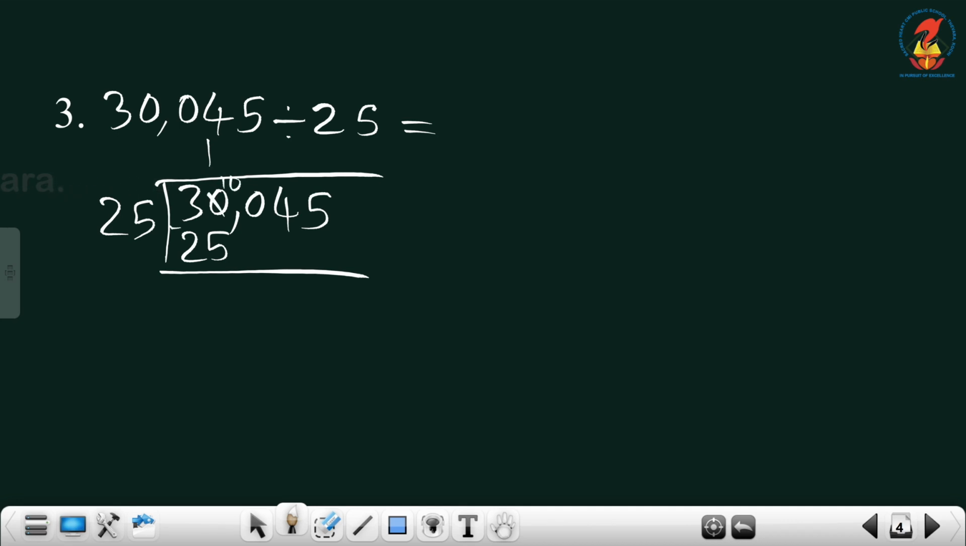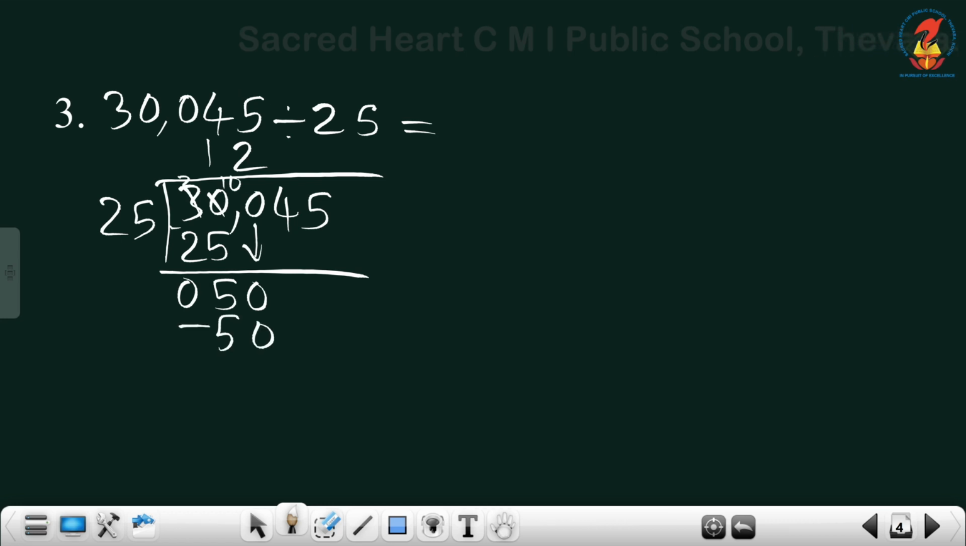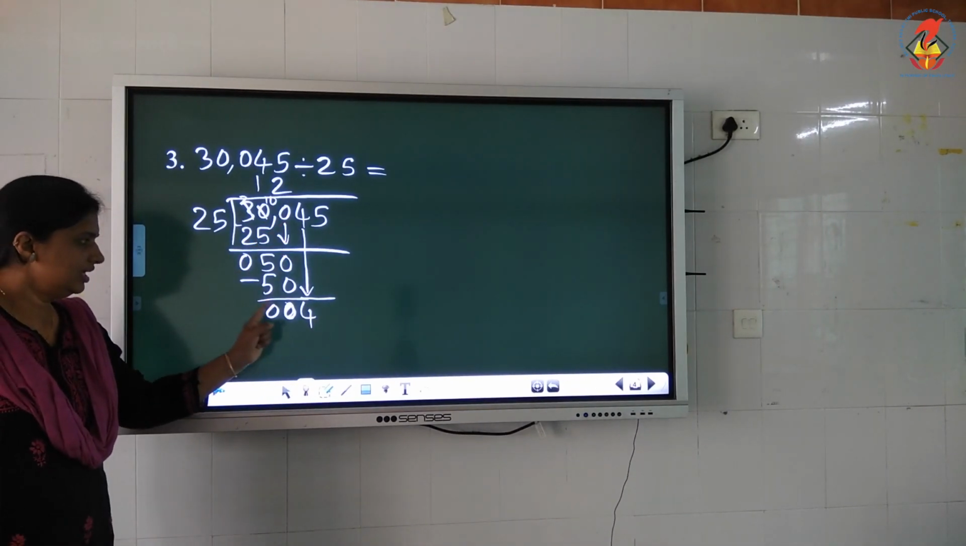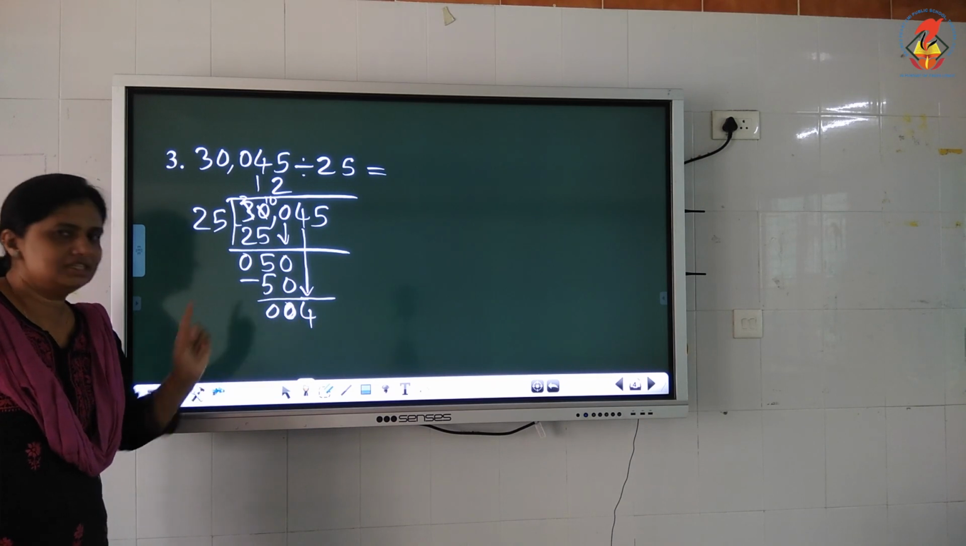Then it will become 10 and it will become 2. And 10 minus 5 is what? 5. 2 minus 2, 0. For each and every step I need to take one digit down. That digit is 0 here. Then 25 into which number equals 50? 25 twos are 50. 0. Then for the next step, next digit down, that is 4. See this here? Next digit down, a remainder is 0 and next digit is 4.